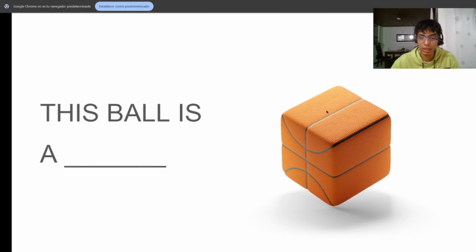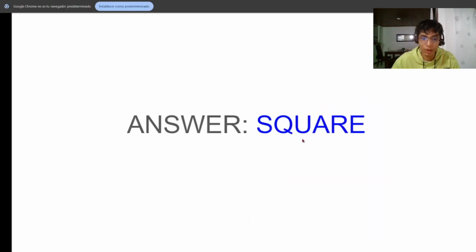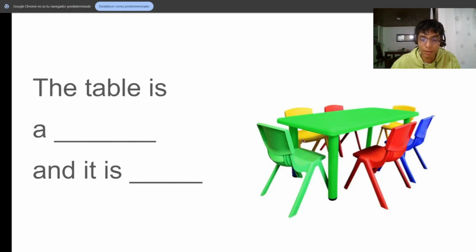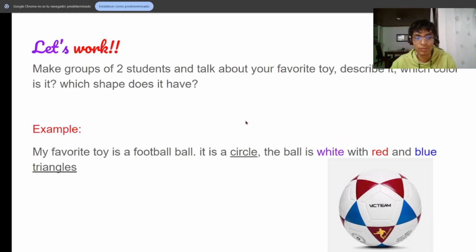So now we will move into shapes. So this ball is what is that? It's a square. So the table, here we will have a description of the shape and also a description of the color. So let's begin. This table is a rectangle and it is green. Perfect, guys.